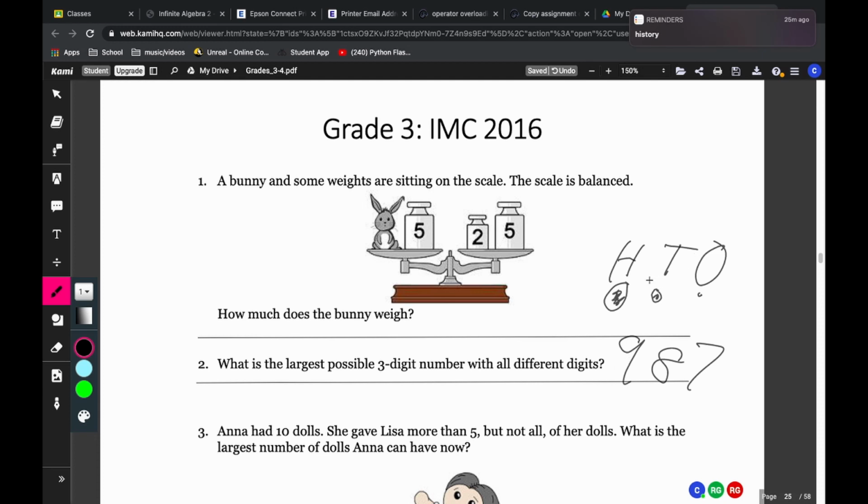And the tens could be 9, right? Well, no, it can't, because it said all different digits. And so we need something less than 9, but it's still the biggest number possible. So that's 8. And then ones should be smaller than tens and hundreds, but it should still be as big as possible. So that would be 7. So the answer for number 2 is 987.